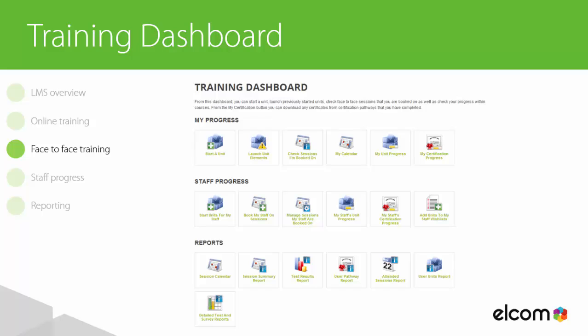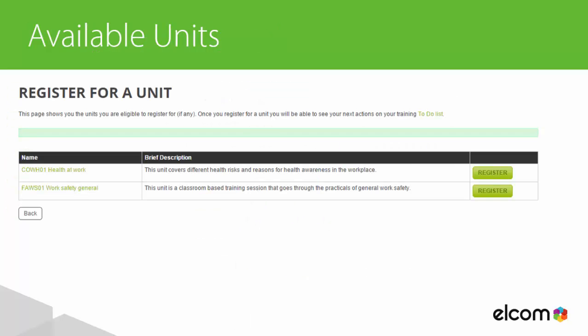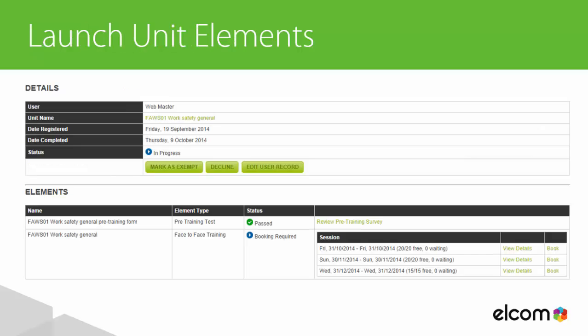So again, I would click on the Starter Unit button and it would take me into this page here, where I only have 2 units because one of the units has been completed. I would click on the Register button next to the classroom-based training and I would see something that looks like this. As you can see, we already have a survey that has been completed and passed, but then underneath there are 3 sessions that I could book myself on. I would click on the Book button next to the one that I would like to attend and fill out my details. My details will then be sent off to the trainer so that they would have a record.